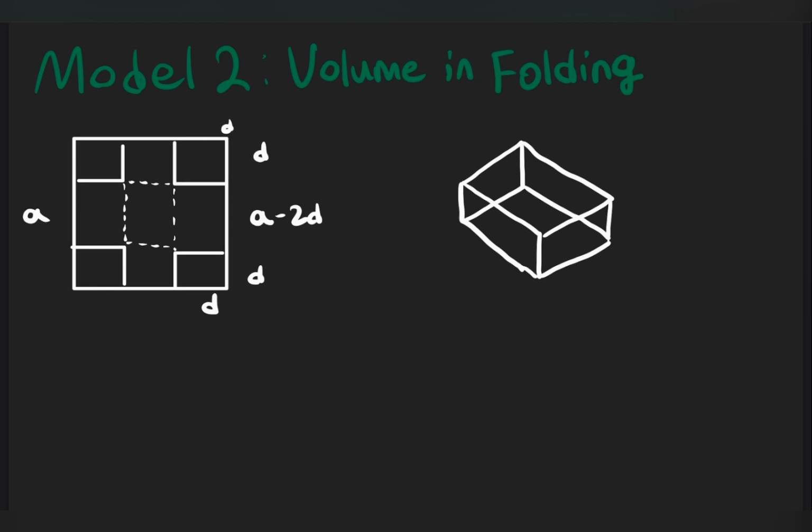We're going to cut off corners like these, and then we're going to make it into a little box. What we're trying to do is maximize the volume, and we're trying to find out how much of a corner to cut to make sure that we have the most volume and that we can store the most stuff.